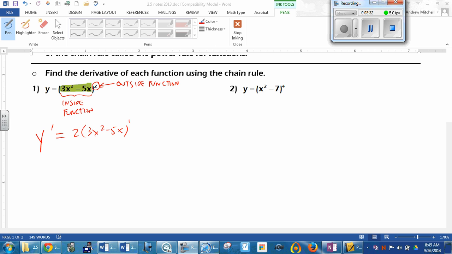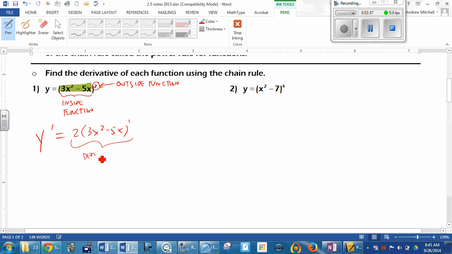So this whole thing right here is the derivative of the outside. Right, the 1 comes from subtracting from the exponent, just like we would normally. You don't really need the 1, but I threw it in there. All right, times the derivative of the inside.